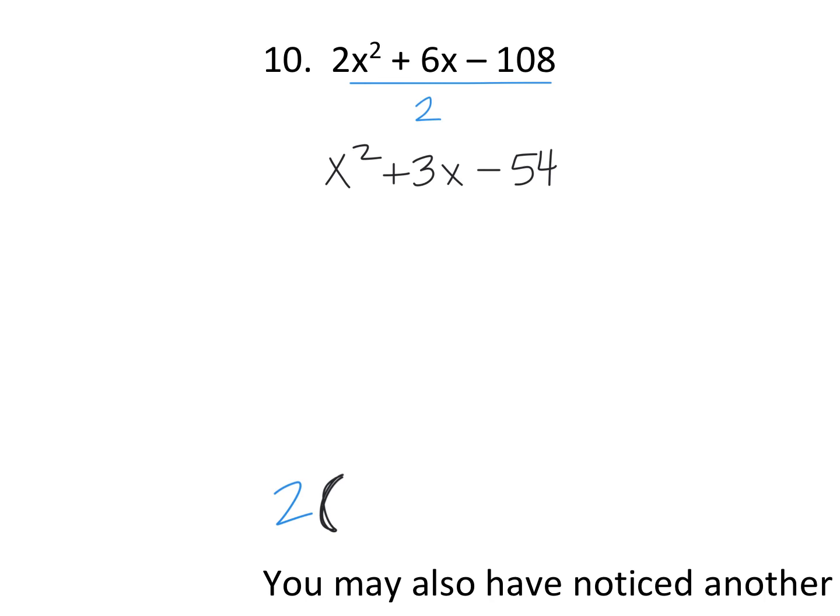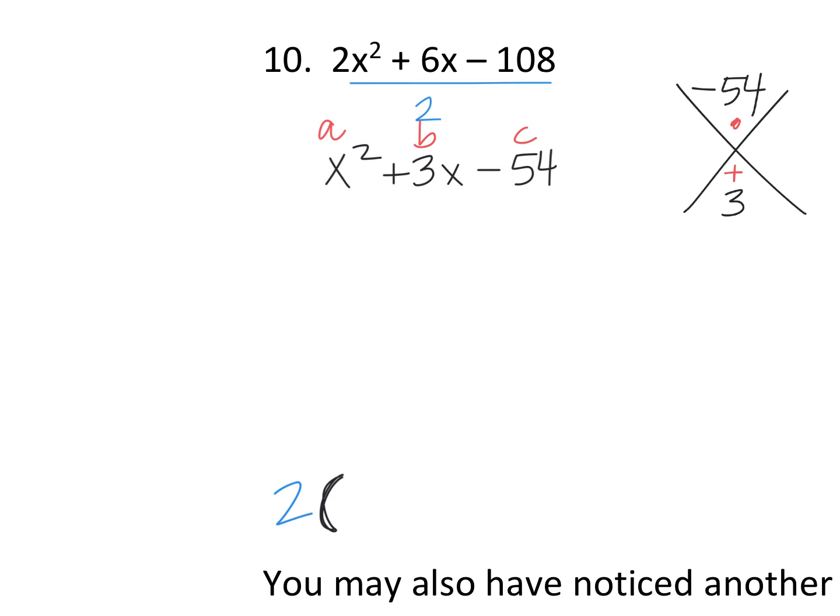The numbers are looking much better now, much smaller. We're going to factor this, a, b, c. You want two numbers that multiply to negative 54 and add to 3, because now we're dealing with our new one after we've divided out the 2. Okay, so can you ponder that with your table?